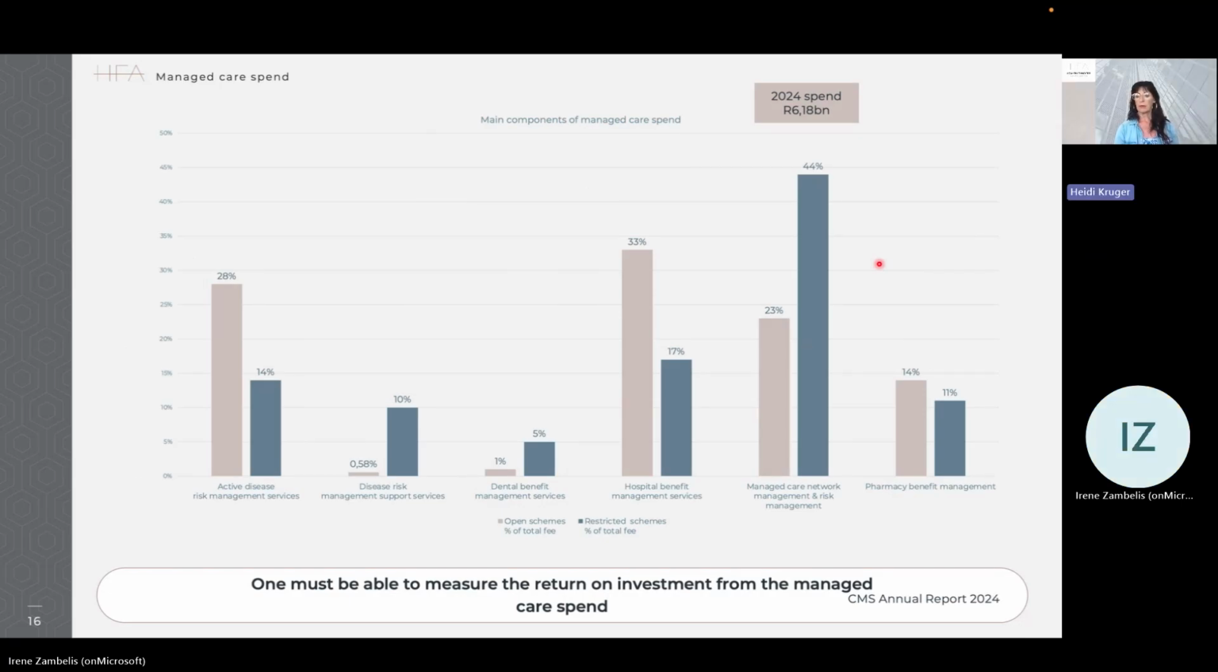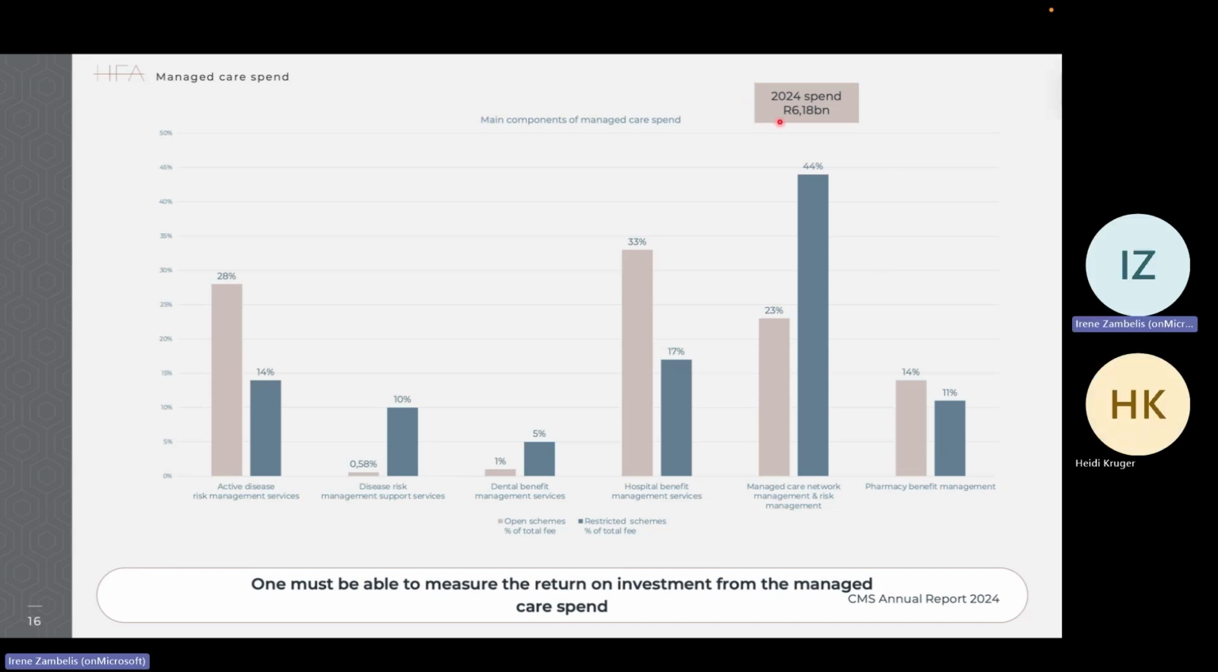So can we look at the use of managed care services in 2024, and what the Council for Medical Schemes annual report says about that in its latest report? And I think, Heidi, if we start off with that, schemes paid just over 6 billion rand to managed care organizations in 2024. And I think that number in itself can be meaningless if you don't couple it with how well that money was spent.